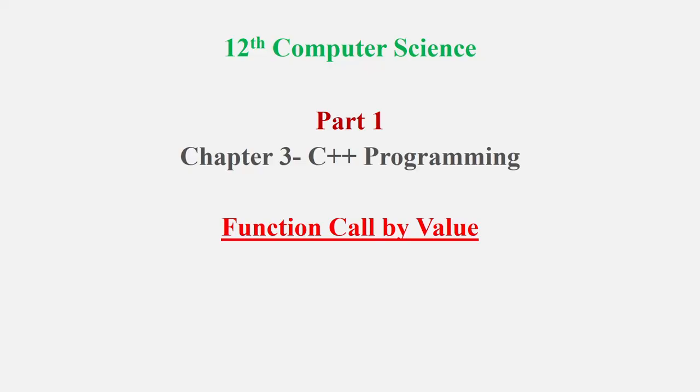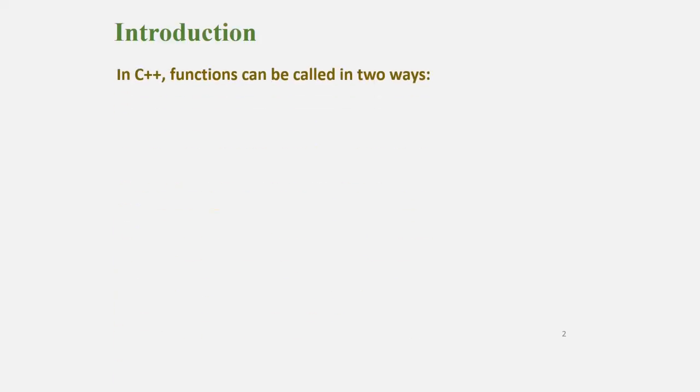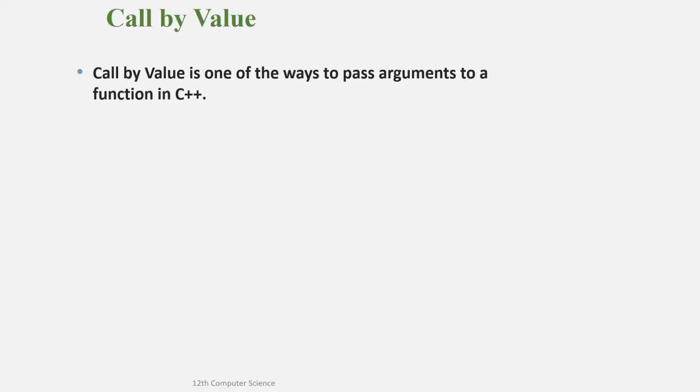We started with part 1 and chapter 3, C++ programming. In chapter 3, today we will discuss function call by value. In C++, a function can be called in two ways. The first way is call by value and the second way is call by reference. So call by value is one of the ways to pass arguments to functions in C++.